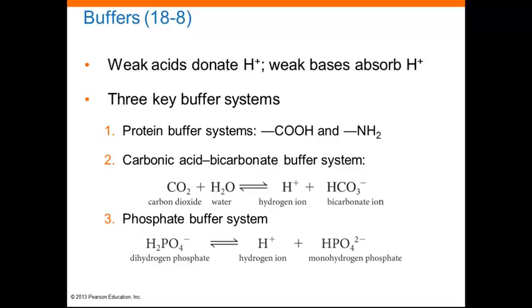The primary buffer system in the intracellular fluid is the phosphate buffer system, since the concentration of phosphate is high there. It consists of an anion, dihydrogen phosphate, which can act as a weak acid and dissociate into monohydrogen phosphate to release hydrogen ions, or vice versa. It can accept hydrogen ions and form dihydrogen phosphate as needed.